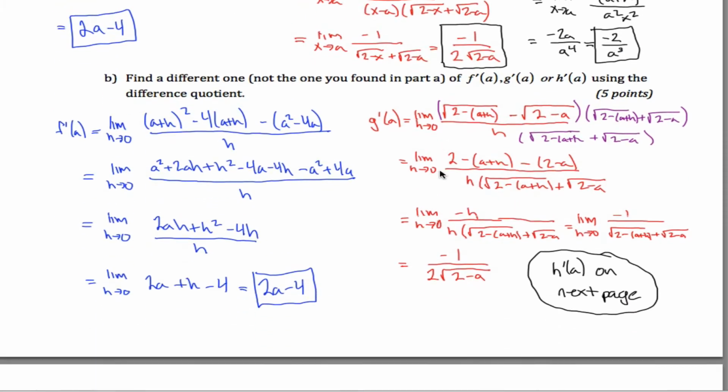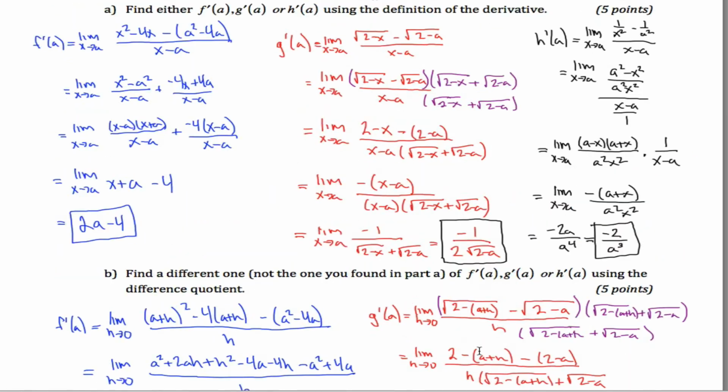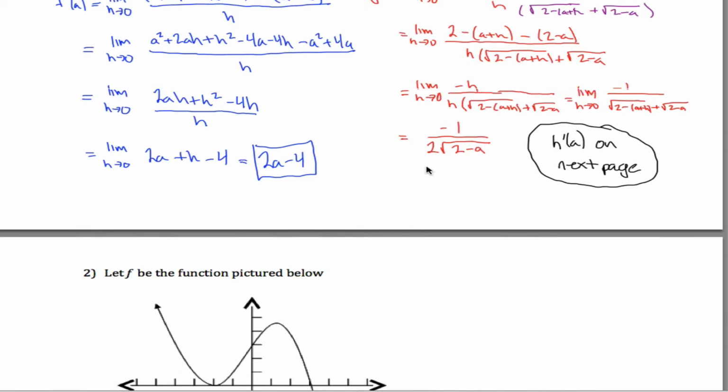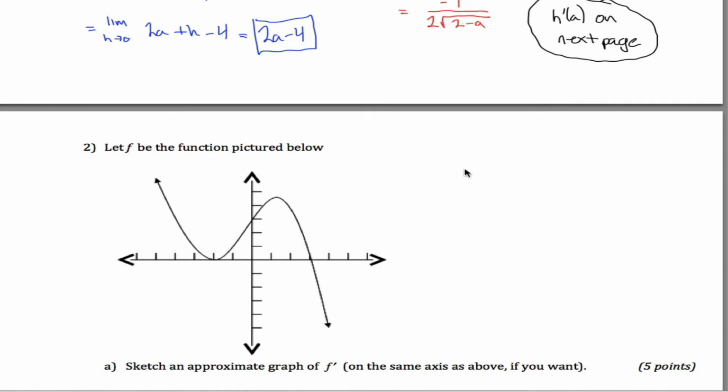h prime of a, I'll figure it out using the difference quotient. My function h of x is 1 over x squared. So I would get h prime of a is equal to the limit as h approaches 0 of 1 over a plus h squared minus 1 over a squared. This is h of a plus h, this is h of a, divided by h. Fractions inside fractions. You're going to do the same tricks where you want to make it a single fraction divided by another fraction. So you get a common denominator up in the numerator of the big fraction here.